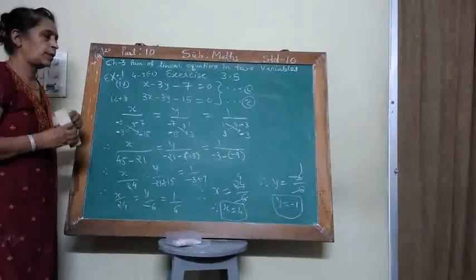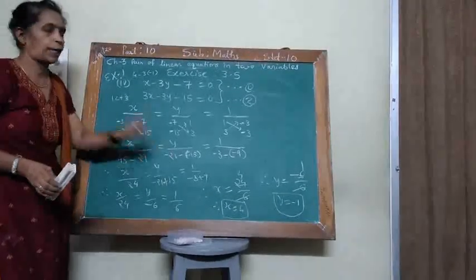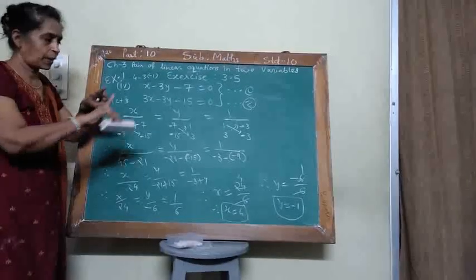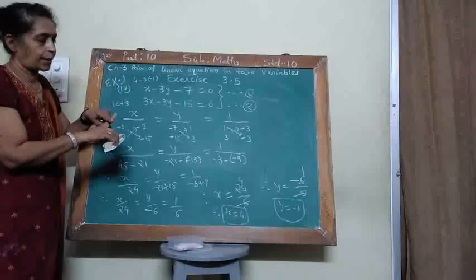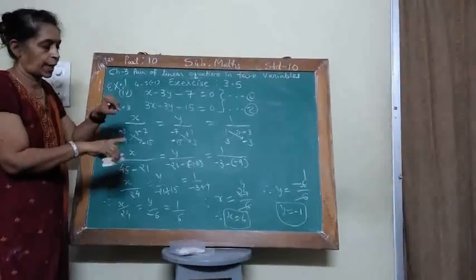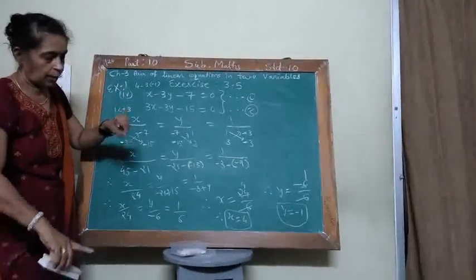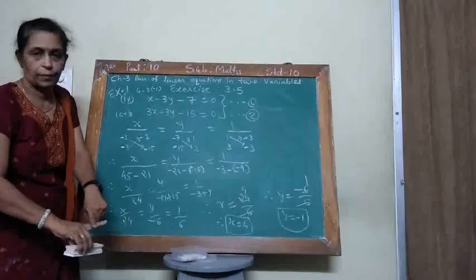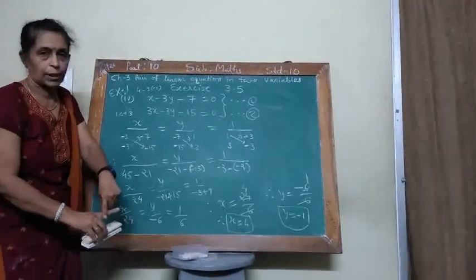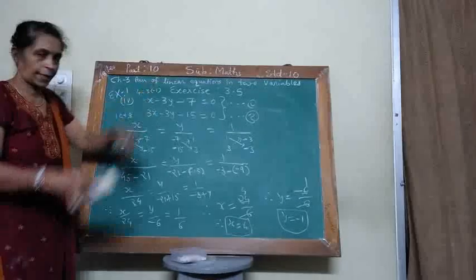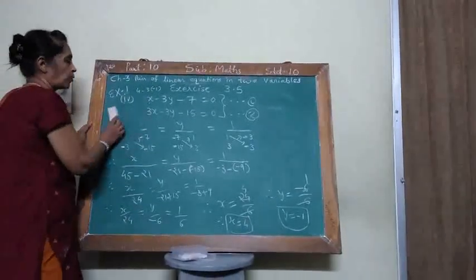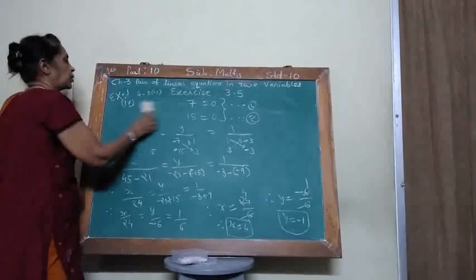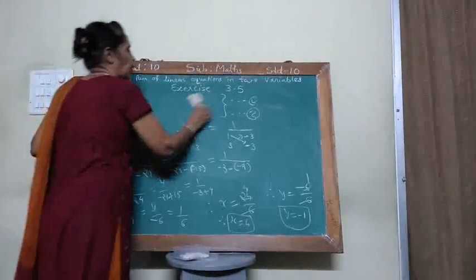If you solve this equation by any method, you get this. By graphical method, both lines intersect at 4, minus 1. That is x equal to 4, y equal to minus 1. So that point exists in the fourth quadrant, where the lines intersect. In elimination method also 4 and minus 1. Substitution also, you obtain the same value.